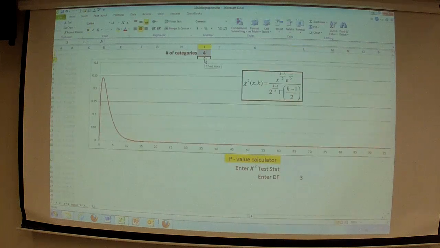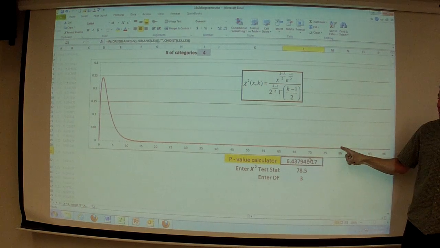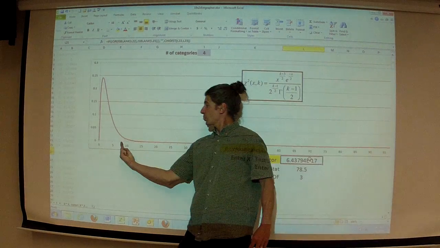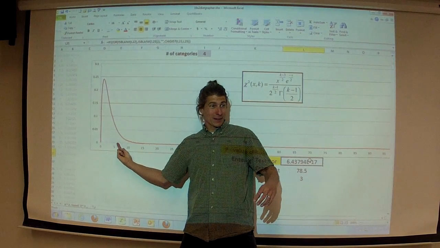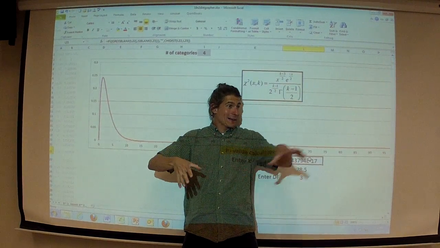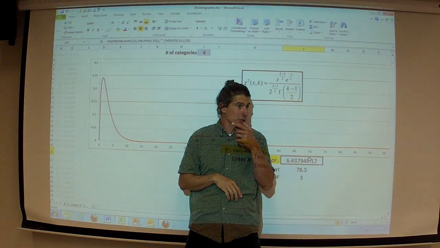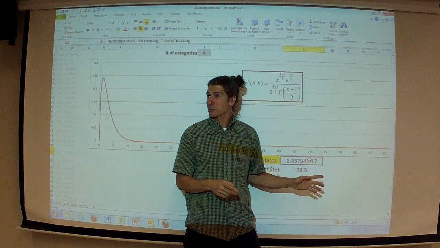Here's our curve, four categories. Here's our test statistic out here, 78.5, right? There's your p-value, point six, which is essentially zero. So if you're way out here on the curve, you should be somewhere in here, assuming that things are distributed in those four percentages. But you're not. You're way out here, which means there's some other curve you're on.